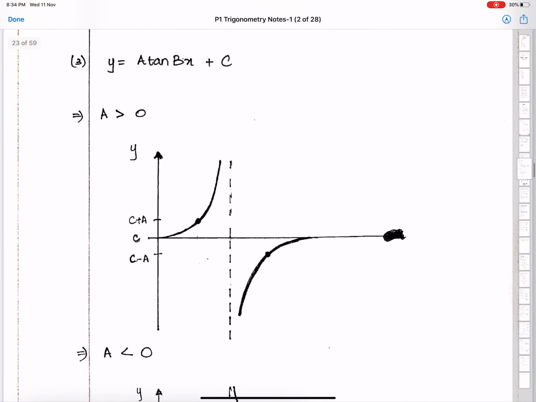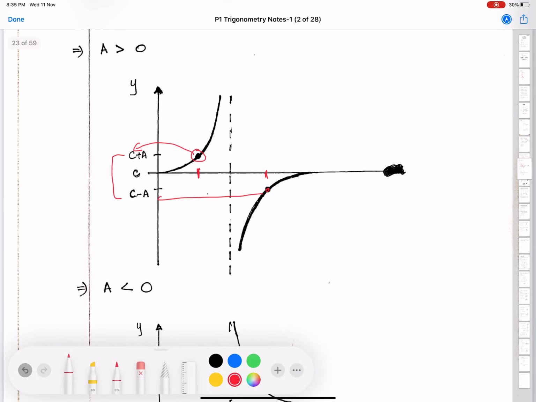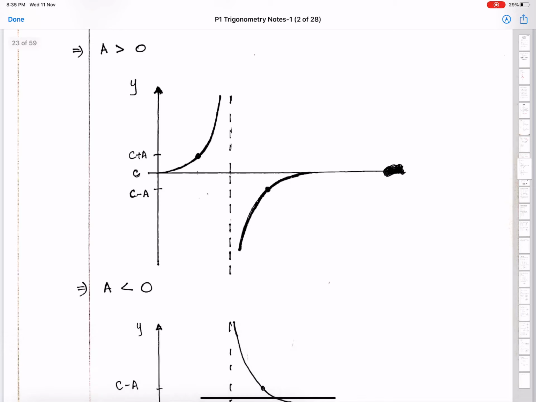Now this is the tan curve. Y is equal to a tan bx plus c. Now C is the mean line, and C plus A and C minus A basically help us to sketch the curve. To get this point we use C plus A, and to get this point we use C minus A. But remember, C plus A and C minus A are not the maximum and minimum values for the tan curve, because the tan curve has no turning point. Its values change from minus infinity to infinity.